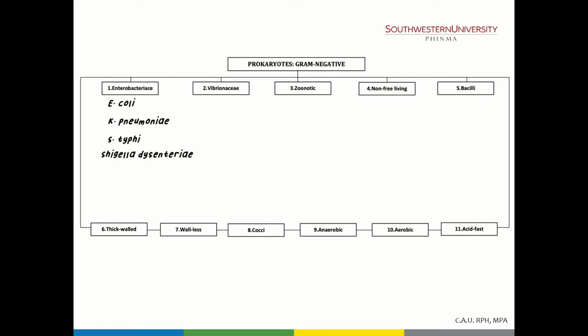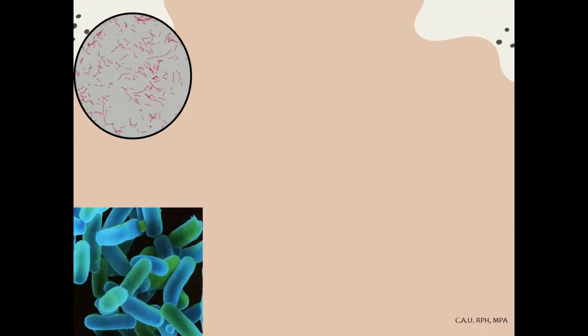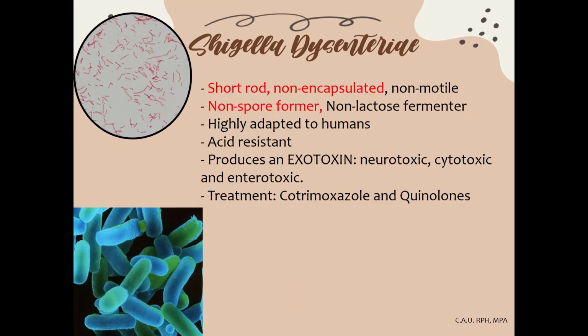The next example is Shigella dysenteriae. Shigella is similar to Klebsiella in that they are non-motile because of the absence of flagella. These bacteria are also non-lactose fermenters, similar to Salmonella typhi, because of the enzyme they use, which is lysine decarboxylase. Unlike Salmonella that can be found in cold-blooded animals, Shigella is highly adapted to humans and can only be found in humans and not in other animals. It doesn't have any other reservoir, and its transmission is human to human.